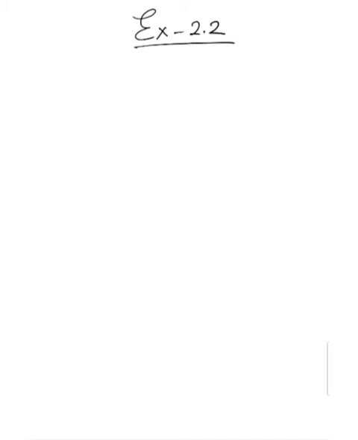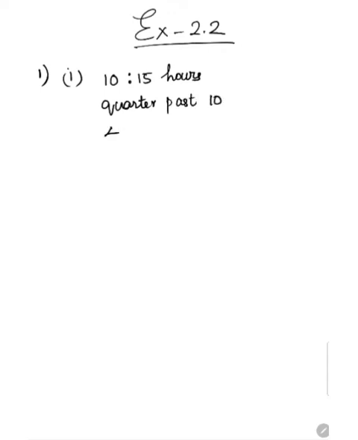Draw the wall clock in your classwork note, and I'll just write the answers alone. The first answer you can write in three ways: 10:15 hours, or quarter past 10, or 45 minutes to 11. So these three answers are right. You can write it these three ways.